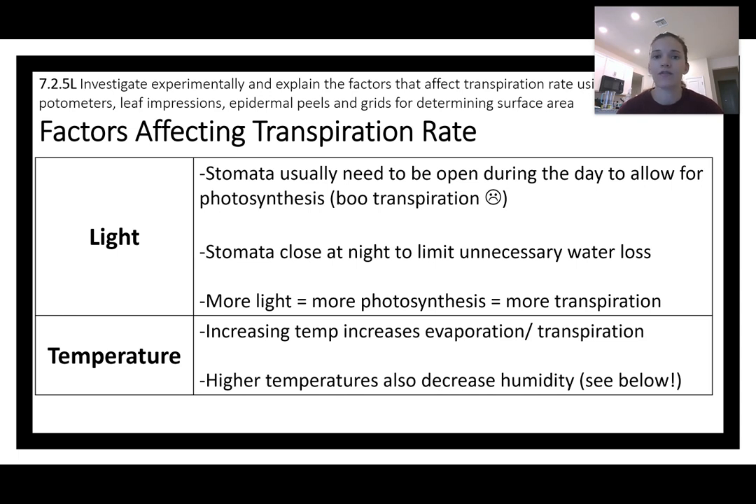Temperature, so think about just water evaporating. Higher temperatures, more evaporation. Higher temperatures also help to dissipate humidity, even though it might not feel like it in South Florida sometimes.